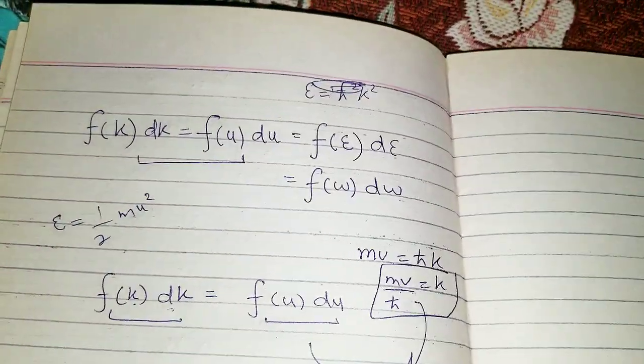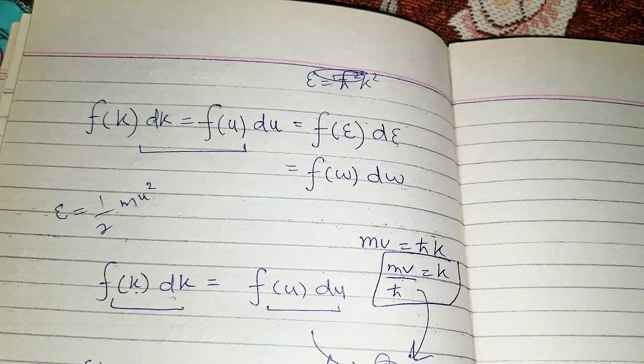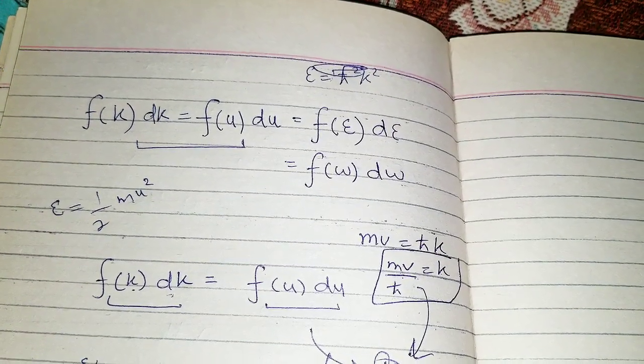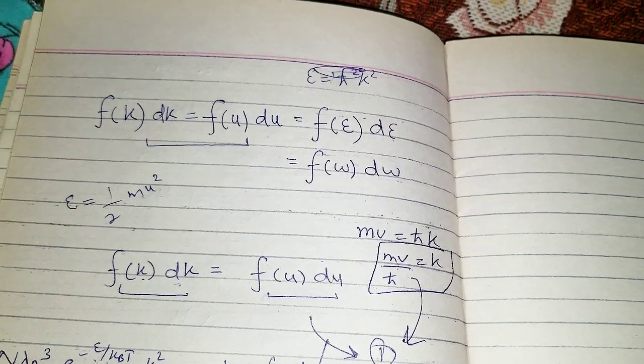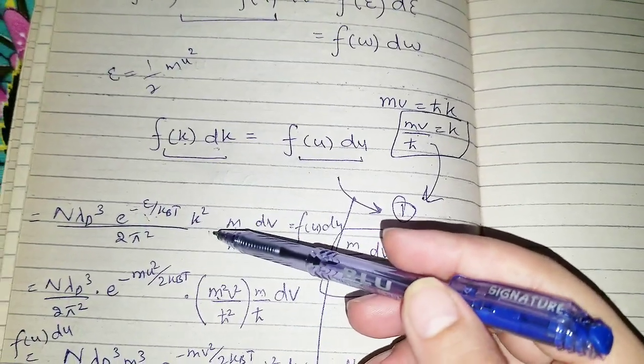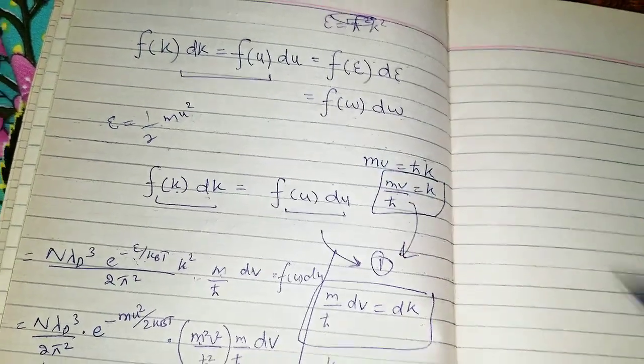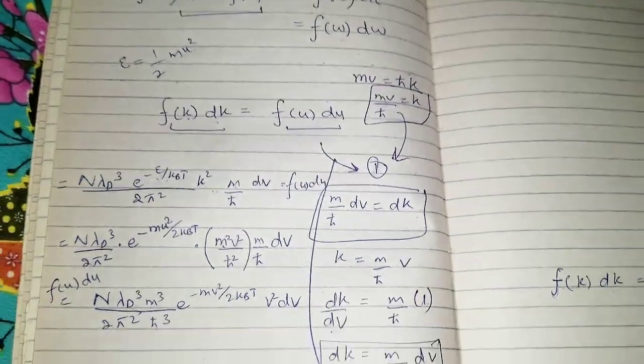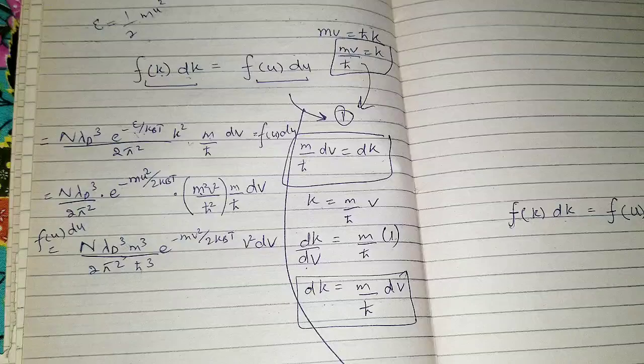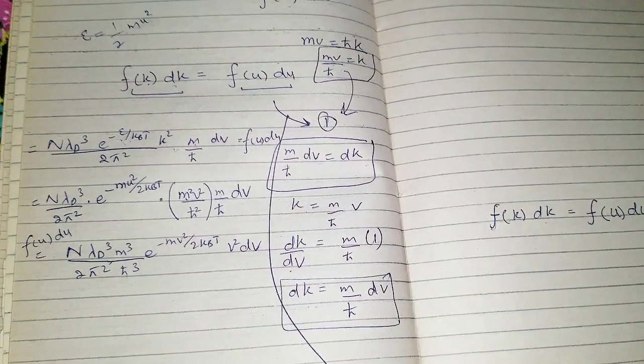And here you can see all of these relations. You can easily convert them from one form to another form, so you just need to know the value of energy in terms of k space, in terms of u space, in terms of E, it's simply E, in terms of omega space. You should know all of these formulas only, and you can easily convert from one space to another space.